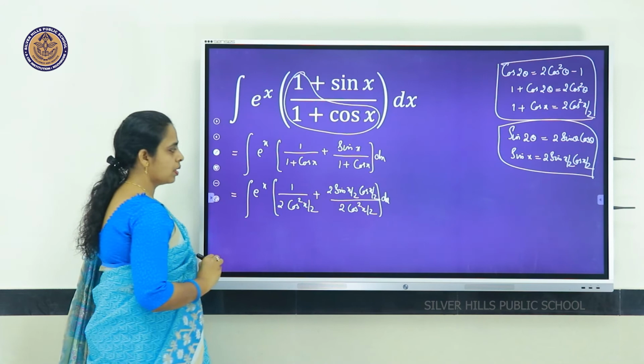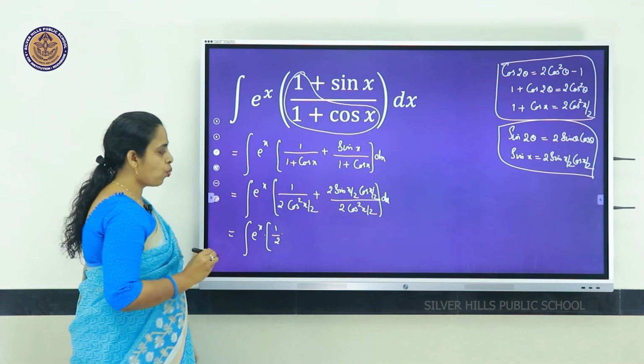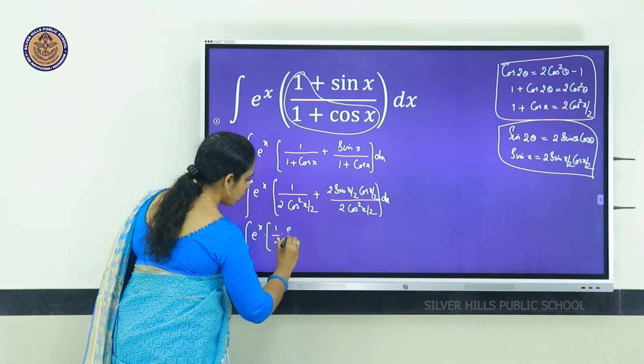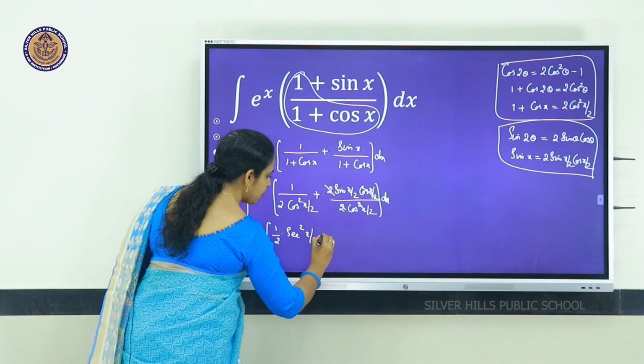Now, equal to integral e raised to x into 1 by 2. 1 by cos square x by 2 we can write as sec square x by 2. Sec square x by 2, 2 and 2 will get cancelled. 1 cos x by 2 and 1 term will get cancelled. You will get plus tan of x by 2 dx.